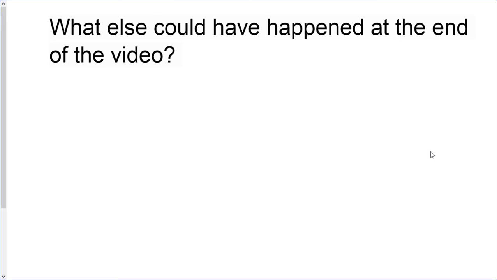So in English, I would like you to write an alternate ending to the story and the video that we've looked at the last 2 weeks. So what else could have happened at the end of the video? I want you to have a think of some ideas that you think could have happened. So think about, maybe, was the ship saved? Did the villagers come and help? What else could have happened?